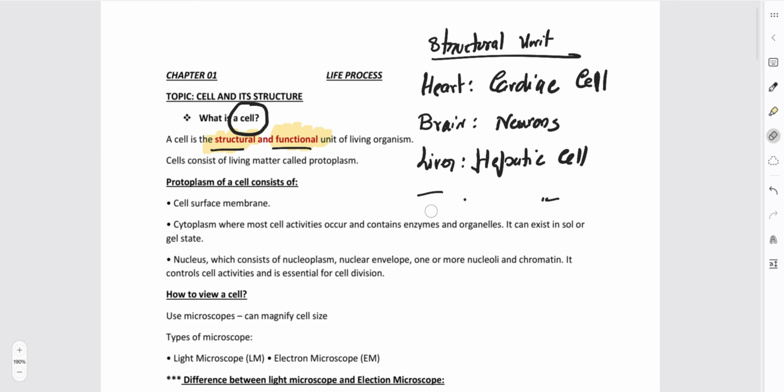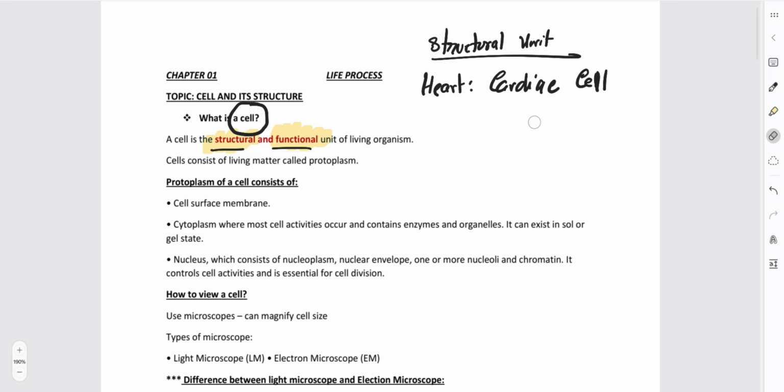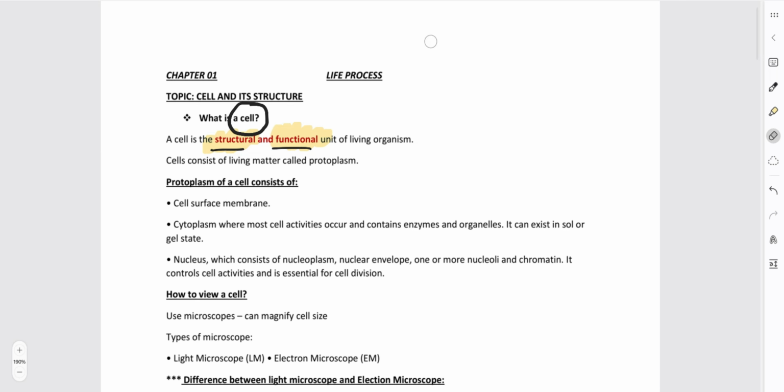Now, so cells make up everything. Cells join together to form the tissues and the organs, then the organ system, and then ultimately the living organism, right? So we can say a cell makes up any biological living thing, right? So we can also name this chapter as cellular organization, right? Cellular organization. Right?